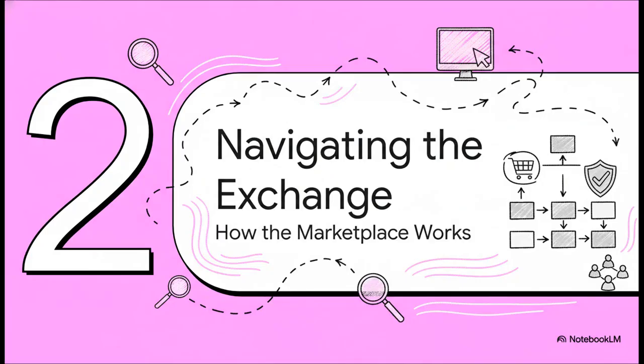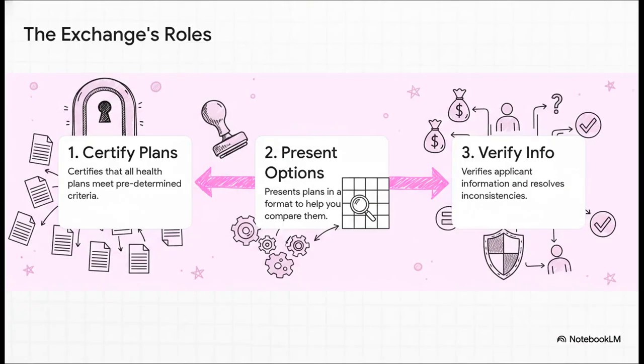But how does this marketplace actually work when you go to use it? Let's break down exactly how the exchange is set up to help you out. The exchange basically plays three really important roles for you. First, it's a gatekeeper. It makes sure every single plan on the site meets a certain standard, that it's qualified. Second, it's like a translator. It takes all these different complex plans and puts them in a standardized format so you can actually compare them side by side, apples to apples. And third, it's a verifier. It checks your info to see what kinds of programs or financial help you might be able to get.